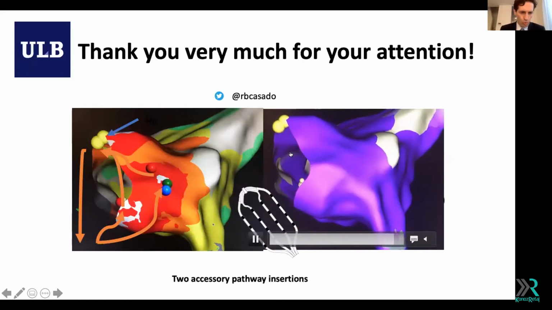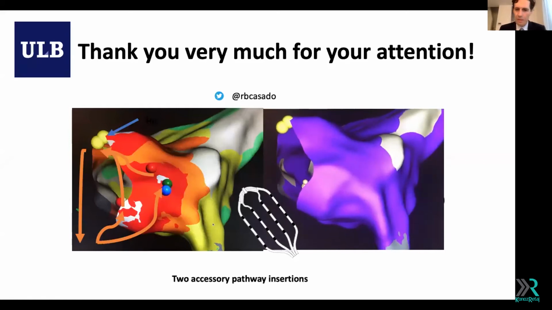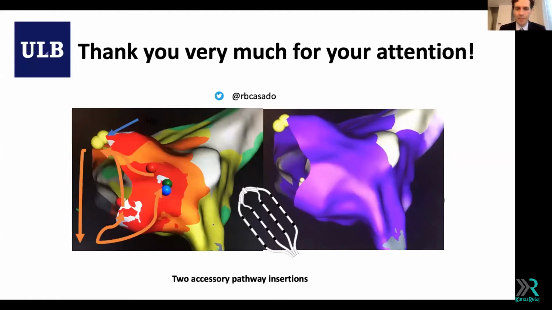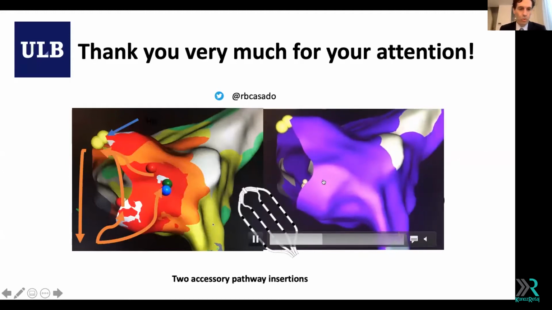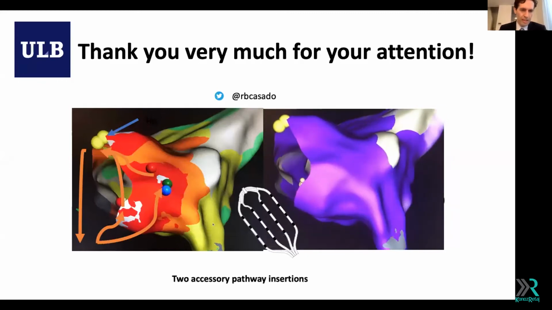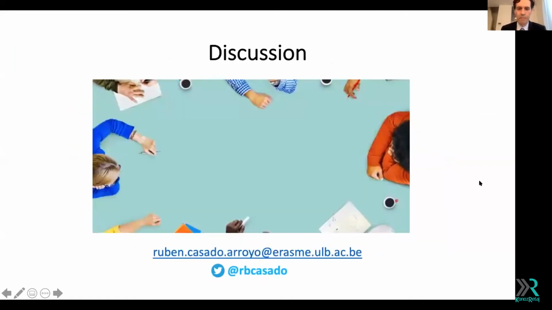So this tool helps us to identify complex substrates. Sometimes we ablate an accessory pathway and something is still happening, because the tachycardia persists. And now with these tools, we are able to identify that sometimes we have 2 or 3 substrates, and we are able to ablate them successfully.